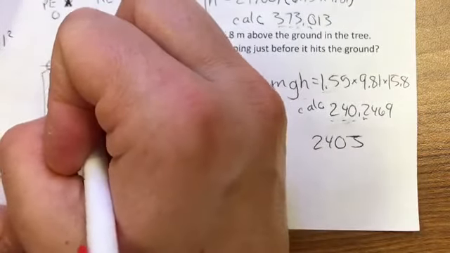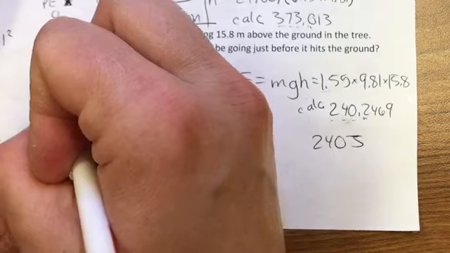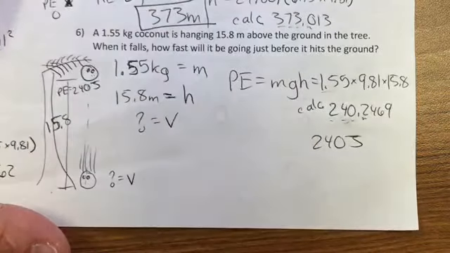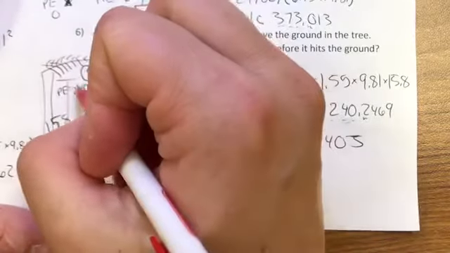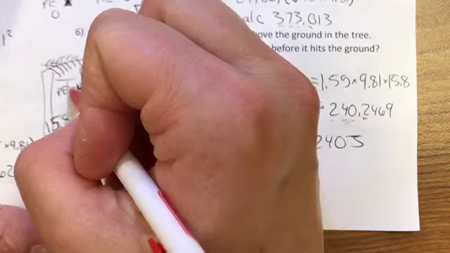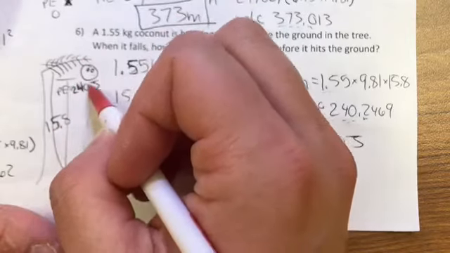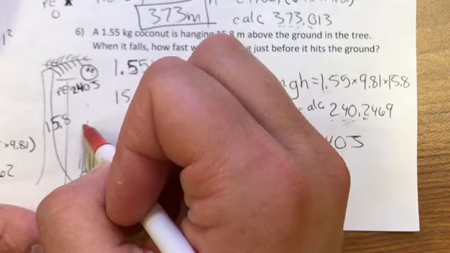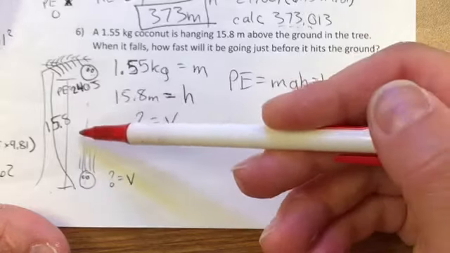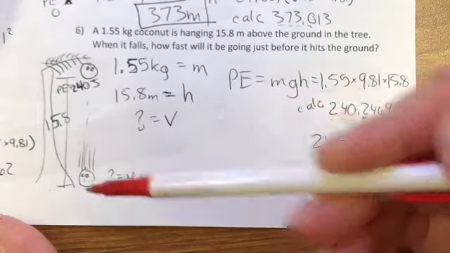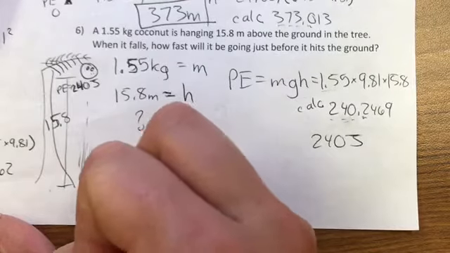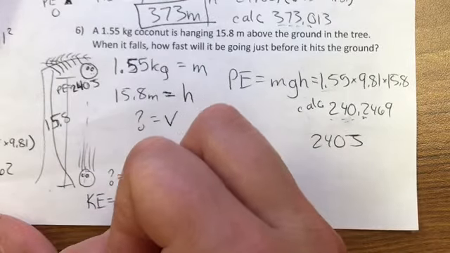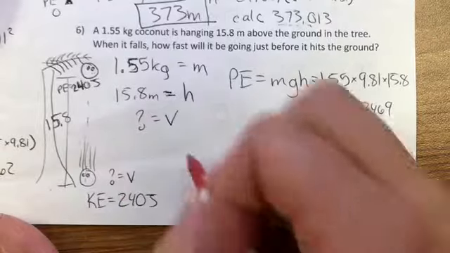So we have 240 joules of potential energy. Well, if it's just hanging there, velocity is 0. So the total energy for my system is the 240 joules. As it falls, it gets lower and lower, so less and less potential, but it's going faster and faster. So it's gaining kinetic. The kinetic energy at the bottom will be 240 joules.